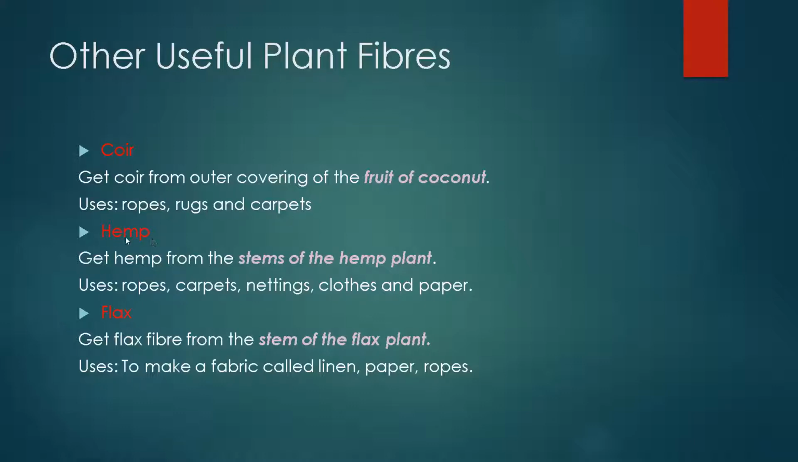So next is hemp. We get hemp from the stem of the hemp plant, and it is used for making ropes, carpets, netting, clothes and paper. So next is flax. This fiber we get from the stem of the flax plant. It is used to make a fabric which is called linen, and it is also used to make paper and ropes. These are the other useful plant fibers.